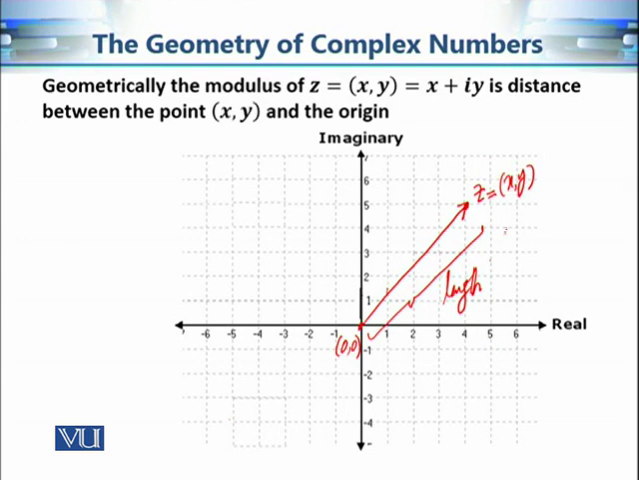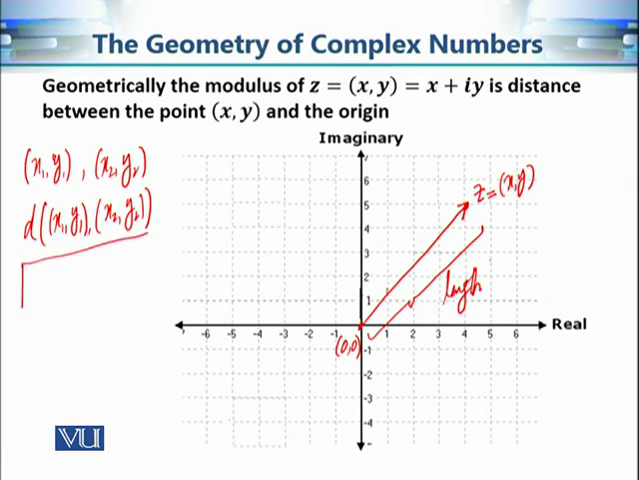So the length of this vector is basically the distance between (0, 0) and (x, y). So how to calculate the distance between two points? We know that if I have two points (x1, y1) and (x2, y2) in the plane, then we can use the distance formula to calculate the distance between them. So what is the distance formula? The distance formula says that the distance between them is the square root of (x1 minus x2) square plus (y1 minus y2) square.